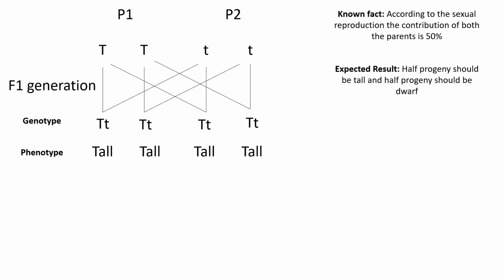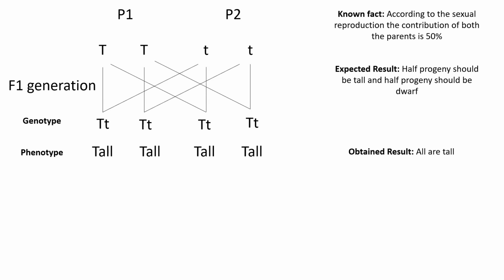So our expected result was, because from sexual reproduction both the parents contribute half, so the progeny should be half tall and half dwarf. But here the observed outcome or the result is all are tall. This is the result obtained on the basis of phenotype.